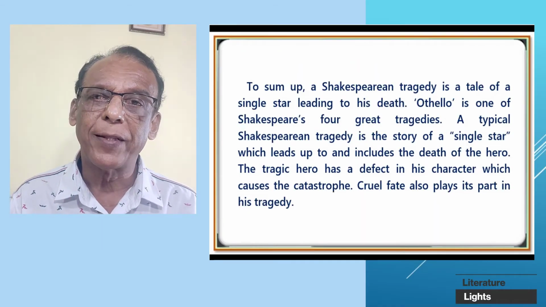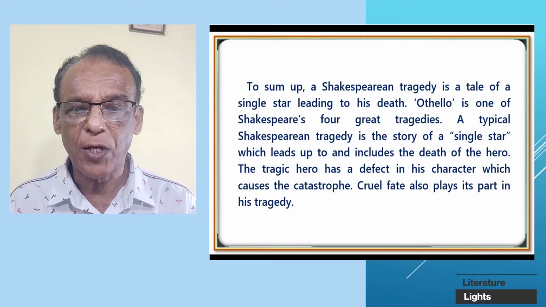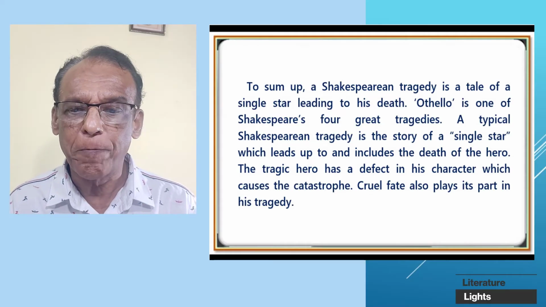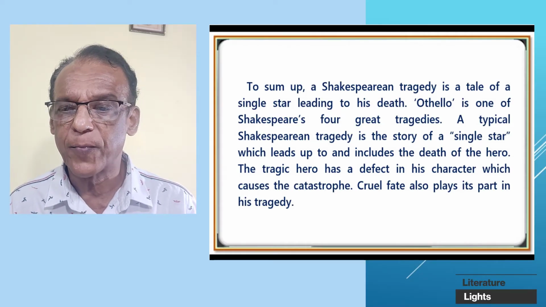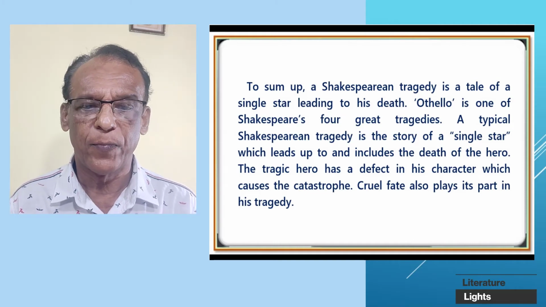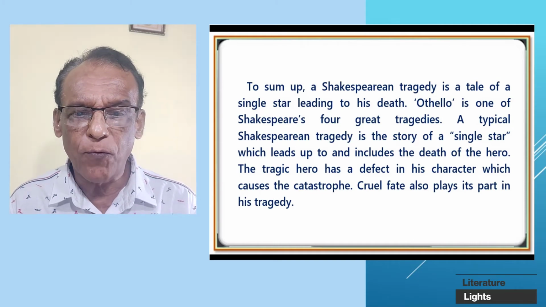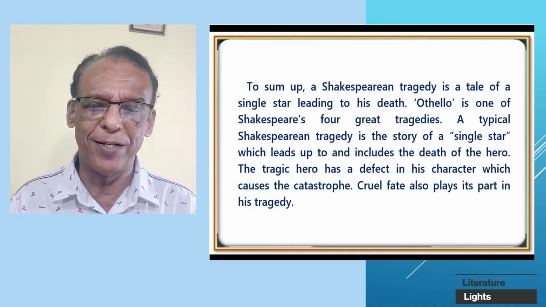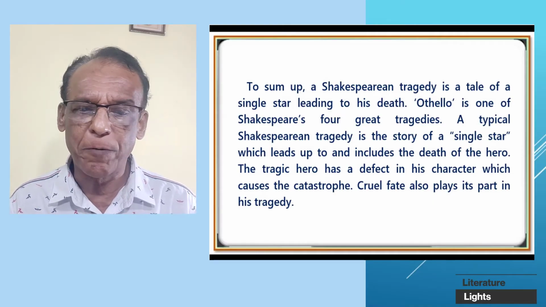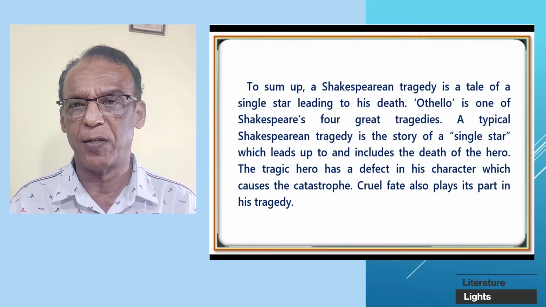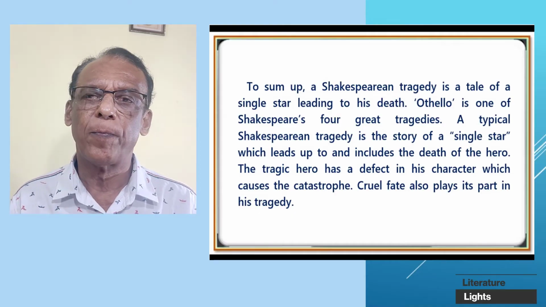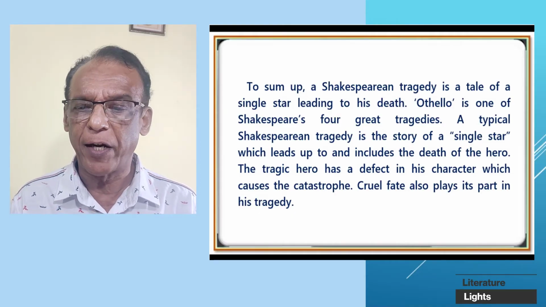And now, the last paragraph, the conclusion, to sum up. A Shakespearean tragedy is a tale of a single star leading to his death. Othello is one of Shakespeare's four great tragedies. A typical Shakespearean tragedy is a story of a single star which leads up to and includes the death of the hero.